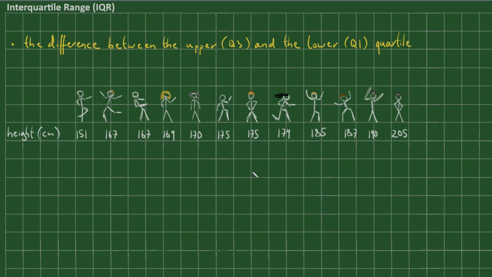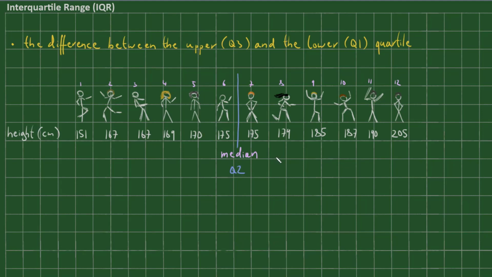In this case, we are going to do this by inspection. There are 12 people and therefore 12 data points. So I'm just going to quickly number them. The median, or the middle value, is between position 6 and 7, so it would be here. The median is also known as quartile 2, and we can designate it as Q2.